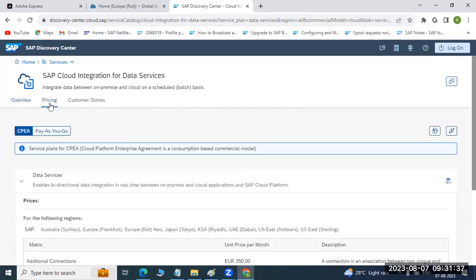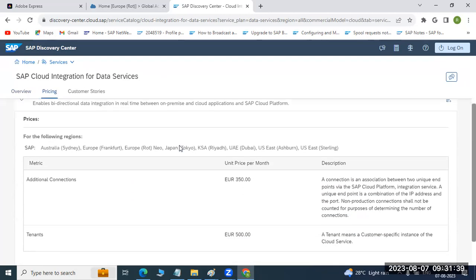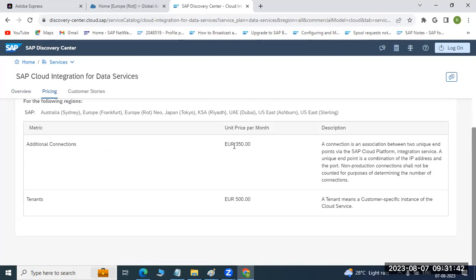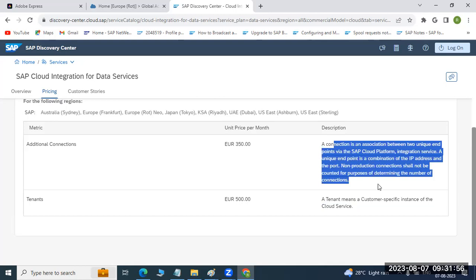So what is the pricing for this integration service? How much for additional connectors? Per month you need to pay 350 euros, right? For the tenants, you have to pay 500 euros. So what is meant by tenant? The tenant means the customer-specific instance of the cloud service. You will get more details here.